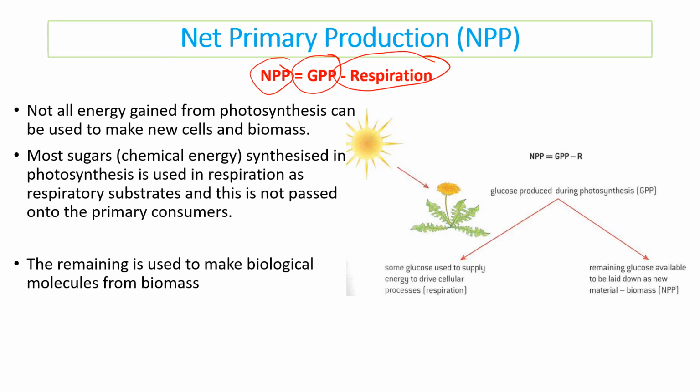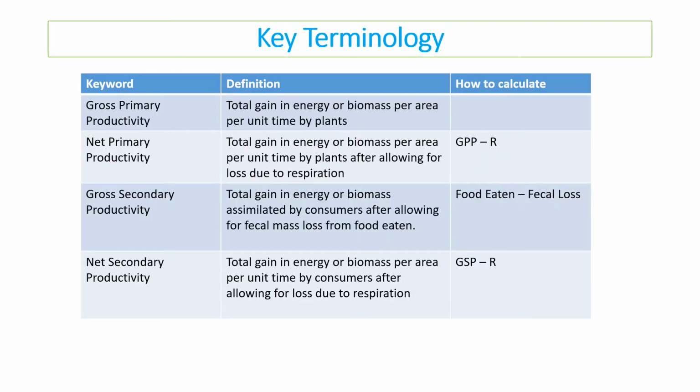So the net primary product is the amount of energy that can then be used to make new biological parts, new biomass. There are some key terms, and as you can see, it's quite tricky, so I've made this table for you to try and help you learn it and remember it. The gross primary product is the total gain in energy by the plants per area and time. That's how much energy the plant is gaining directly from the sun. But not all of that can be turned into biomass, so the net primary product is the total gain in energy after allowing for respiration.